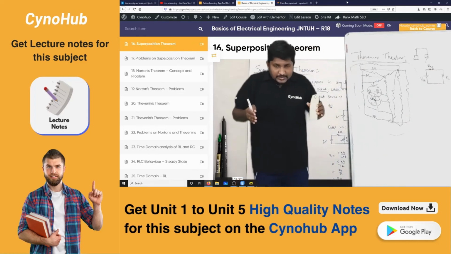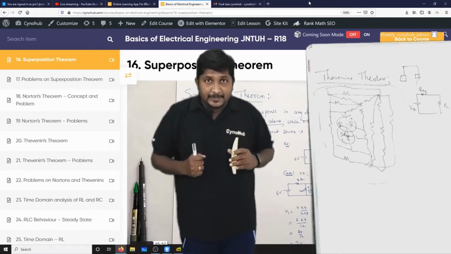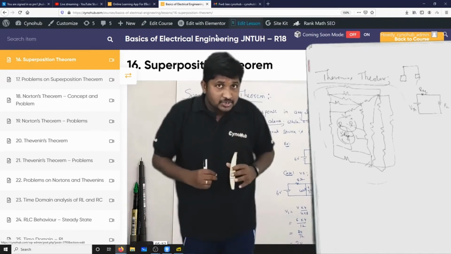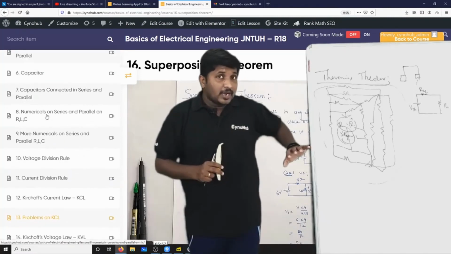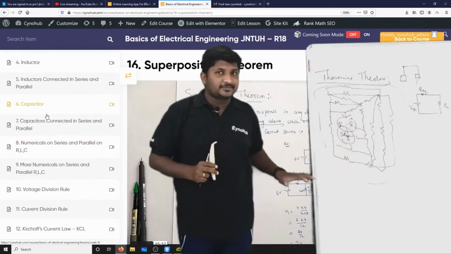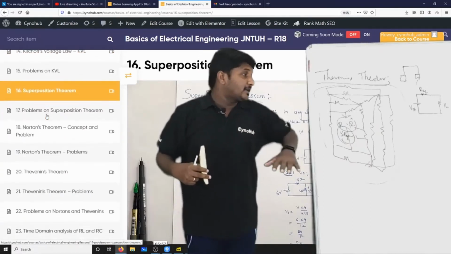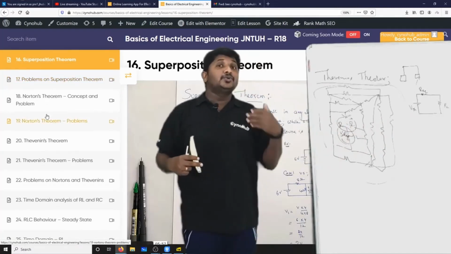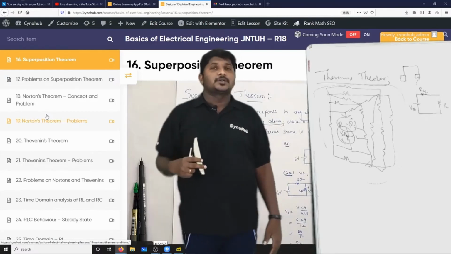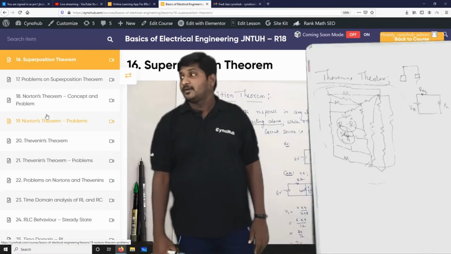So I want to calculate the current at this particular branch. To calculate the current in this particular branch, I have to minimize this total circuit, except this particular branch, into V Thevenin in series with a resistor, that is the Thevenin's theorem. Okay, and one more question.